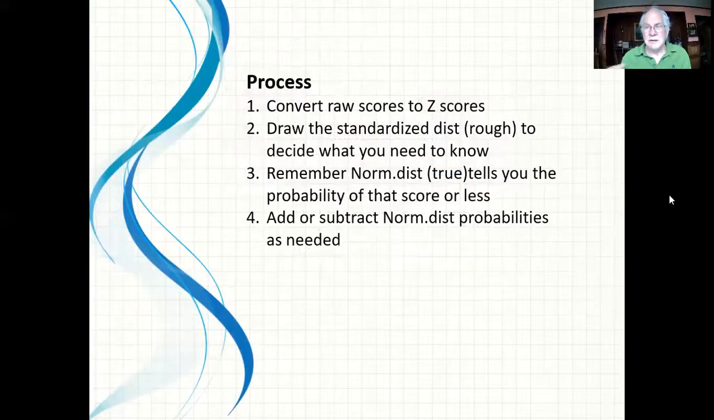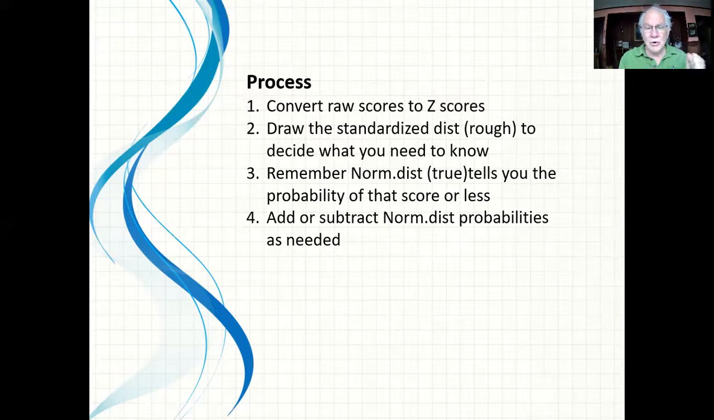What you're going to be doing this week particularly is converting raw scores to z-scores. One of the things I'd encourage you in that process, because I'm going to give you some fairly complex problems to think through, is to draw yourself a rough standardized distribution and try to figure out exactly what you want to know. What's being asked of you in the process? That's really helpful, I think, to be clear about exactly what is being asked for here.